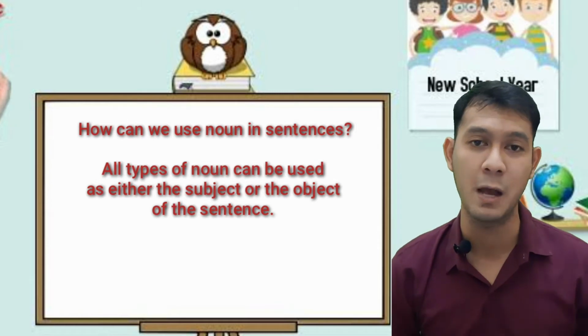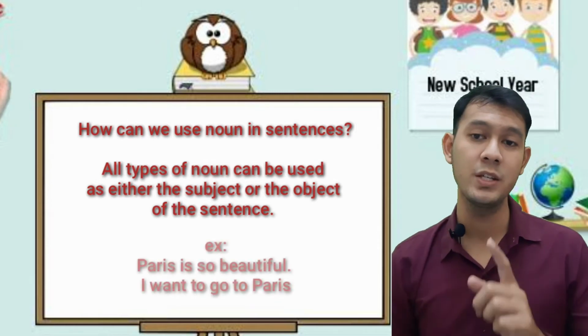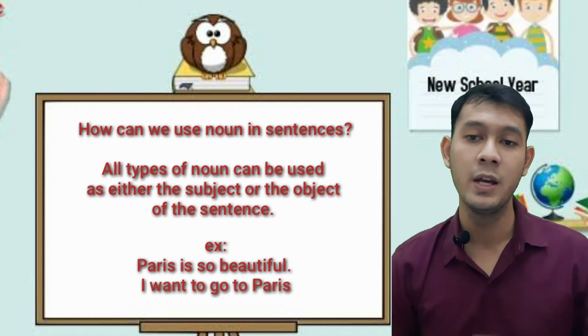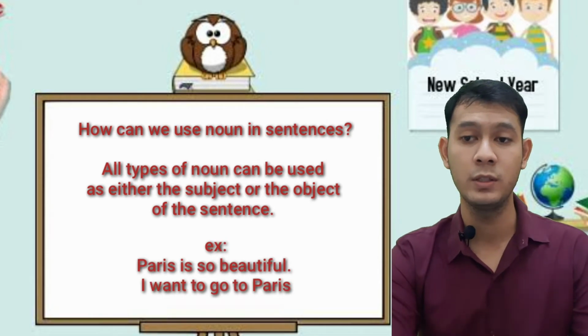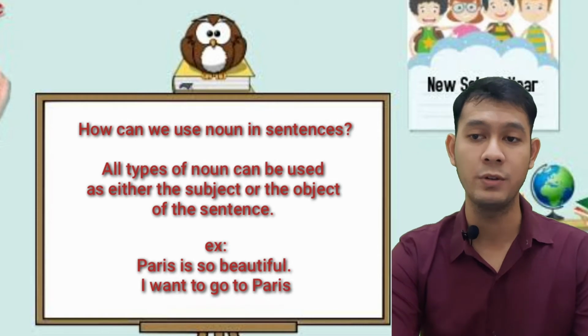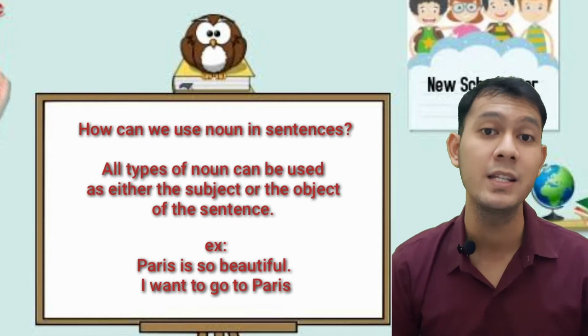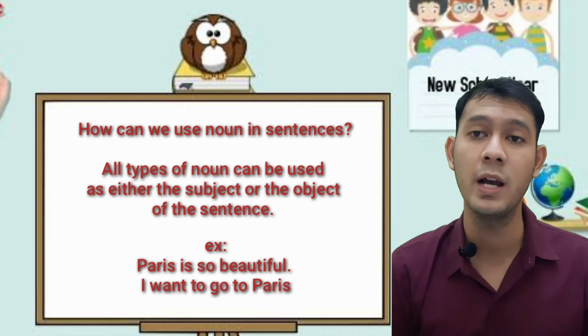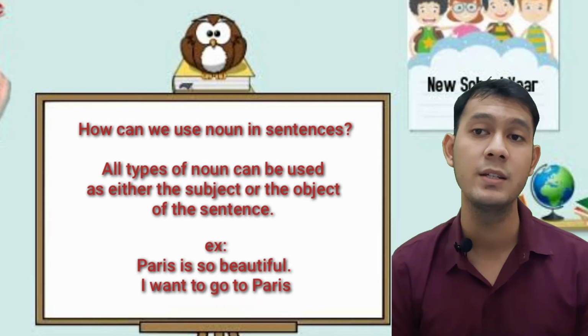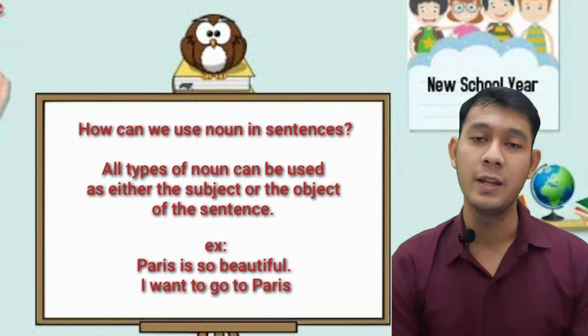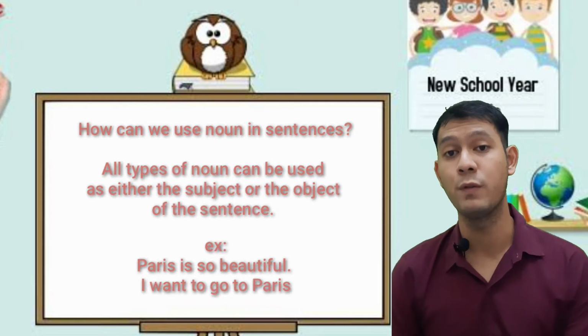Let's study this example. Paris is so beautiful. I want to go to Paris. Di dalam dua kalimat tersebut terdapat sebuah proper noun, yaitu Paris. Paris di kalimat pertama is as a subject. Meanwhile, Paris di kalimat kedua is an object. Hopefully it is clear. Then let's continue to talk about verbs.